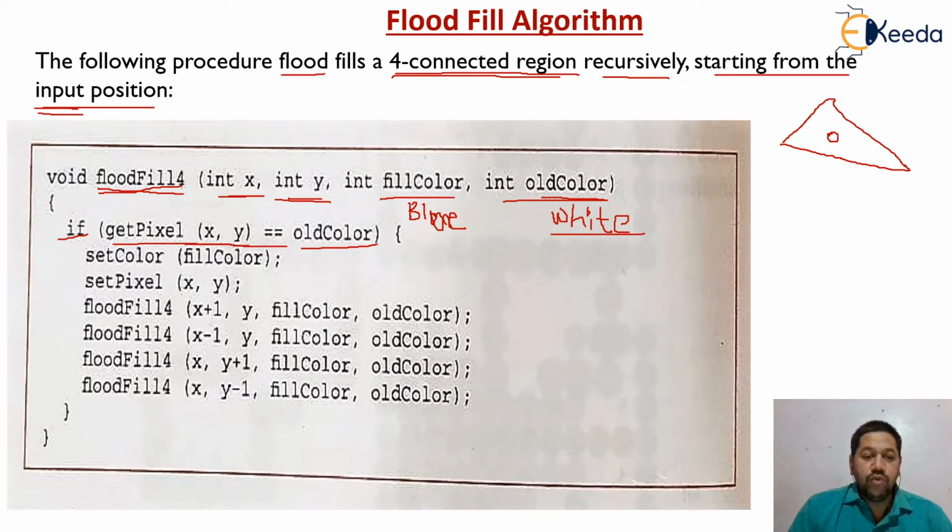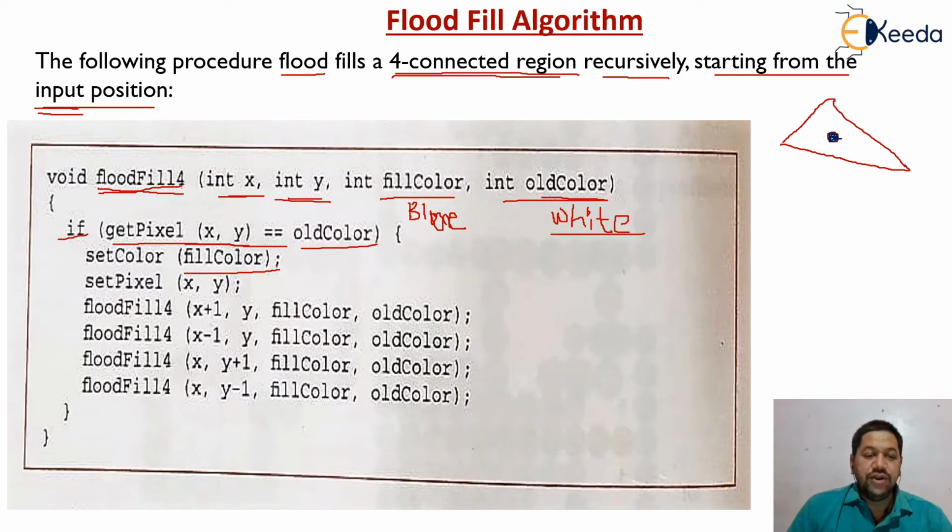Getting me? So then what do I have to do? I have to set that particular pixel with the fill color. My fill color is blue, so I take the blue ink and fill this particular pixel with the blue color. This particular pixel is now filled with the blue color.